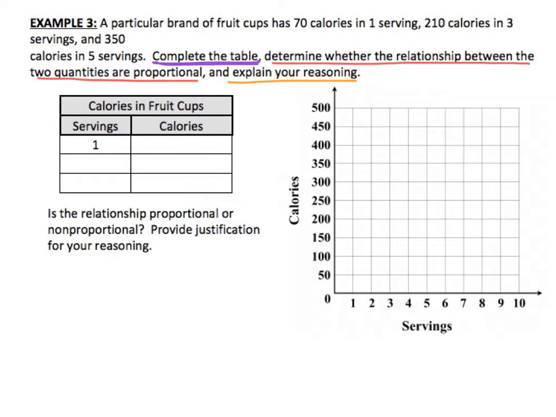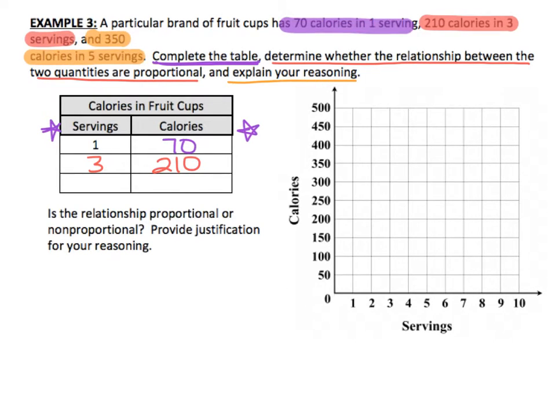Our table information is going to be pulled out of here. We have 70 calories in 1 serving. So if we have 1 serving, we can say we are going to have 70 calories. There are 210 calories in 3 servings. And we know there's 350 calories in 5 servings. Now remember, in tables, this is our x, this is our y.